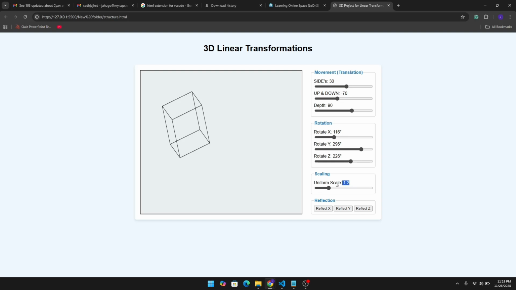Now, in conclusion, in this project, I implemented the four main linear algebra transformations using 4x4 matrices, and I showed how they affect a 3D object.